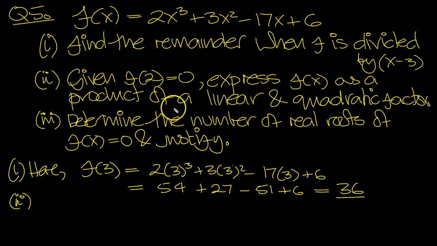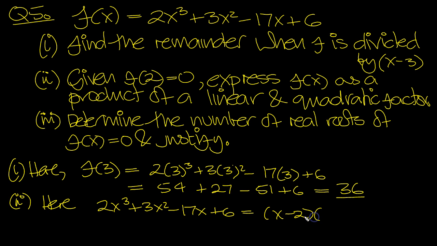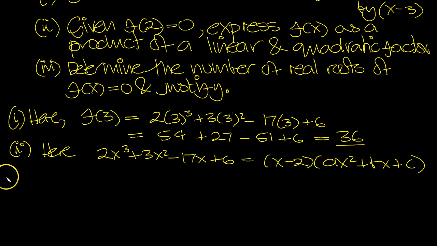Part 2. Given that f of 2 is 0, express f of x as a product of a linear and quadratic factor. So here we've got this cubic, and we're told that x minus 2 is a factor. So it's going to be x minus 2 times so many x squareds plus so many x's plus c. And now we can equate coefficients, can't we? So let's equate the x cubed first of all. 2 on this side, and on this side the cubic term is only from this part here of the expansion, ax cubed. So that tells us that a is equal to 2.